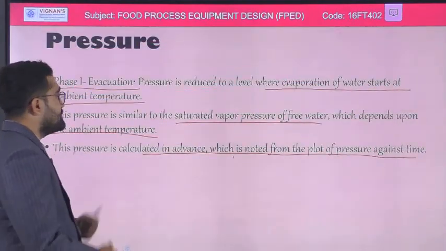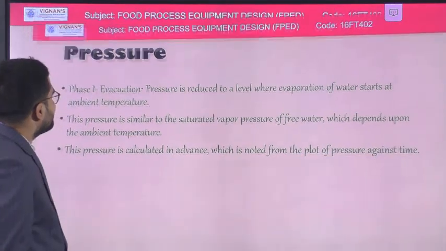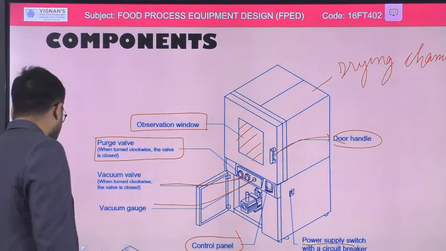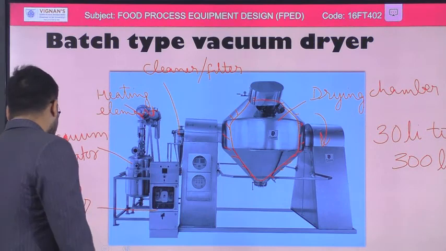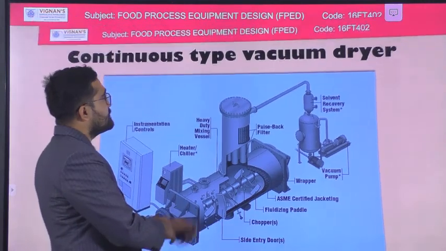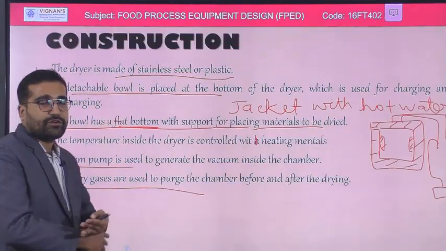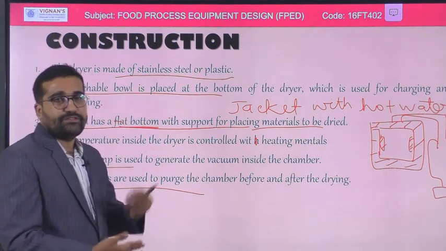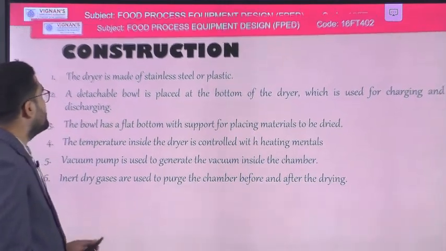After this we have seen the role of pressure inside vacuum drying, which is very important. We have seen the different components of a vacuum dryer, the different types of vacuum dryer, what they do and how they work. The continuous vacuum dryer, how it works, and the construction materials used for a vacuum dryer, and the construction considerations we have to take into account whenever we are designing a vacuum dryer. So these things we have seen.